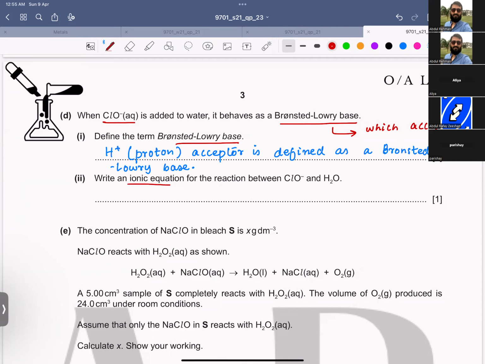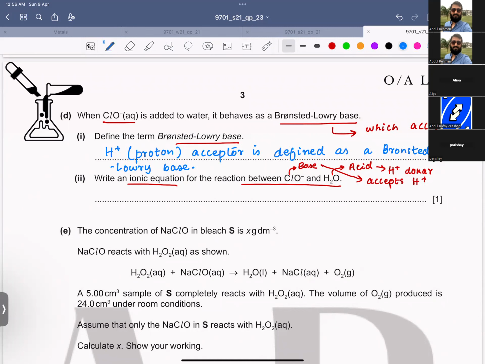Next part, write an ionic equation for the reaction between ClO negative and H2O. They have told us earlier that ClO negative, when it reacts with water, behaves as a Bronsted-Lowry base. So during this reaction, I have to show its behavior as a base. And if ClO negative is behaving as a base, then H2O must behave as an acid. So acid is the one which donates H positive ion, which is an H positive ion donor, and base is the one which accepts H positive ion.